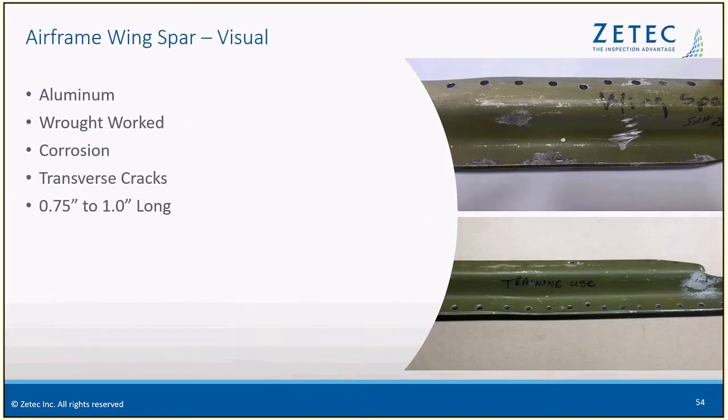This is an aircraft wing spar, and this one was just done with a visual inspection. And there was some transverse cracking going on here.